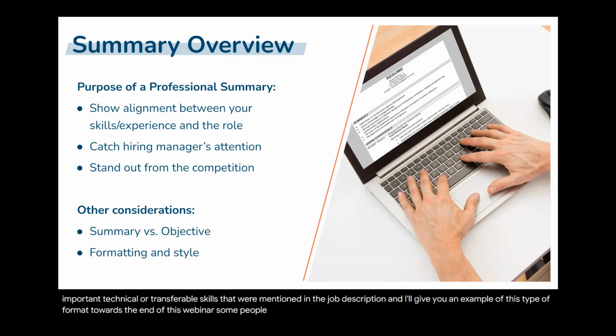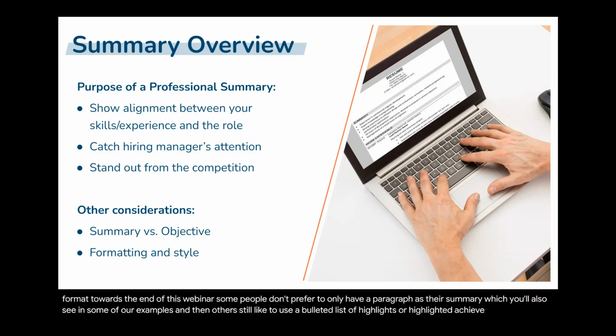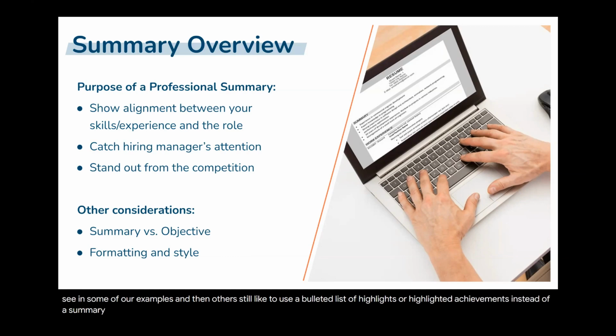Some people, though, prefer to only have a paragraph as their summary, which you'll also see in some of our examples. And then others still like to use a bulleted list of highlights or highlighted achievements instead of a summary. Really, it's up to you, but I would probably encourage you to use the first option that I mentioned, the brief paragraph followed by a concise list of key skills or core competencies.